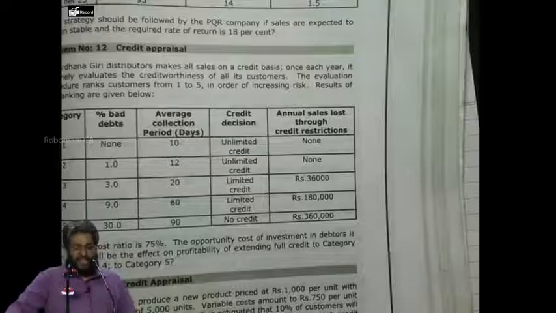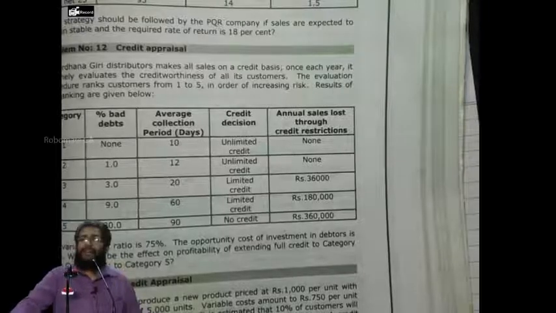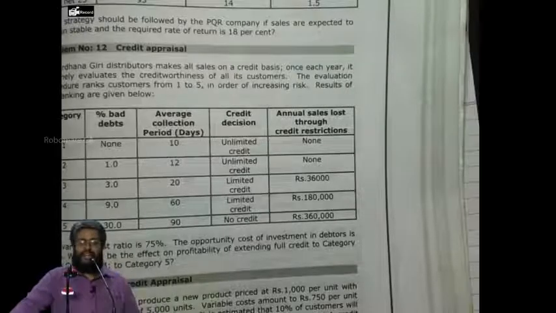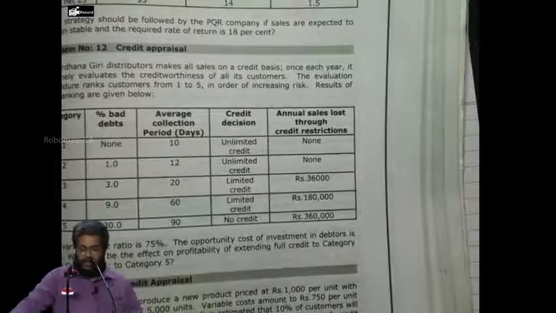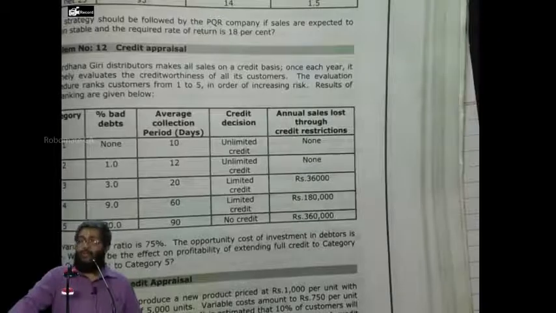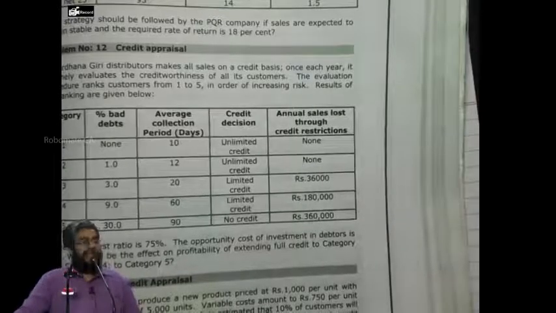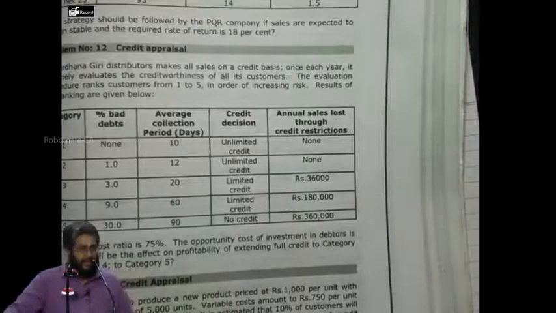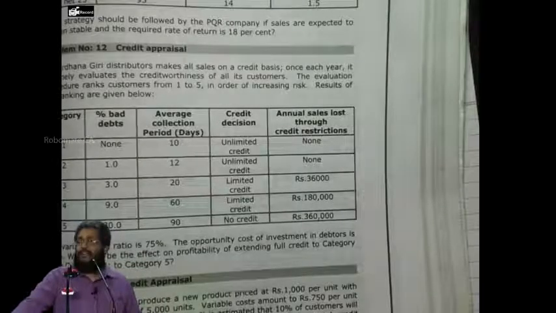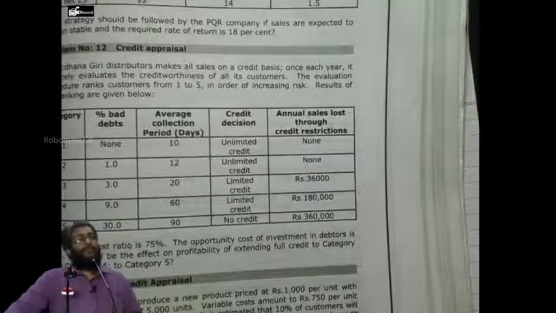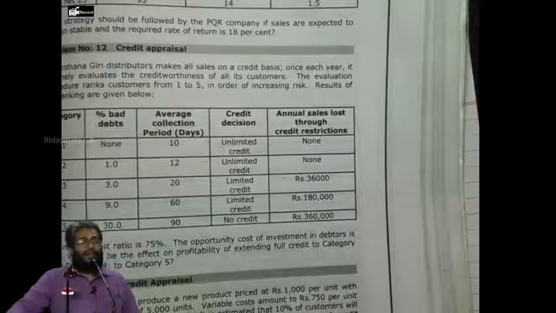The company's present policy is that they give unlimited credit. How much they want, they can sell on credit basis. They give unlimited credit to category 1 and 2, who are considered to be good customers. And they give only restricted or limited credit to 3, 4 and 5. And in fact, to category 5, they give no credit at all, because they feel those customers are risky.